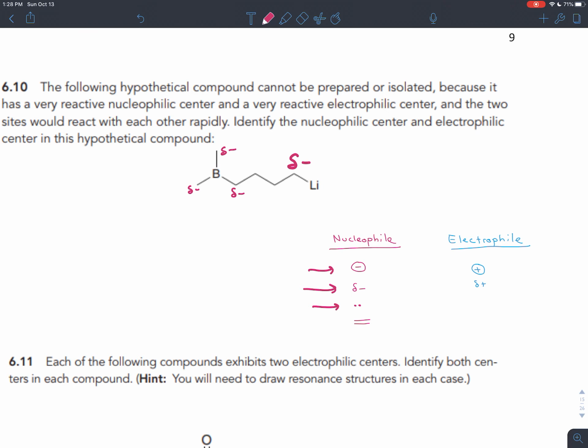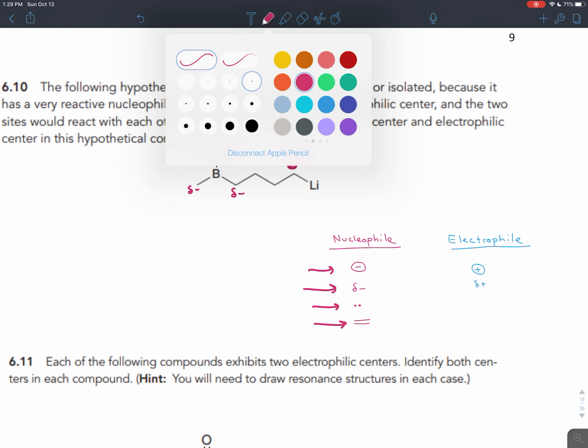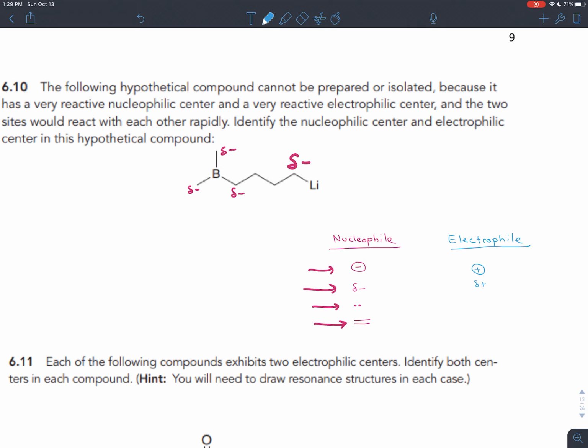Do we have any lone pairs? No. Do we have any pi bonds? No. So those are all our nucleophilic centers. Electrophilic centers, we have them. First, the lithium. It's losing its electrons to the carbon. And second, the boron. Boron is a metal. It's losing its electrons to the 3 carbons next to it. So we do have slightly positive areas.